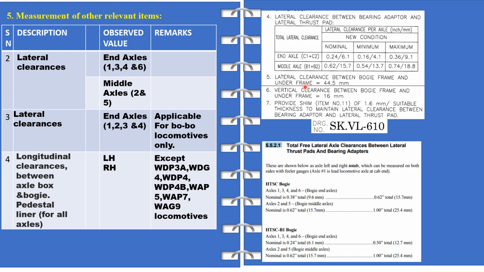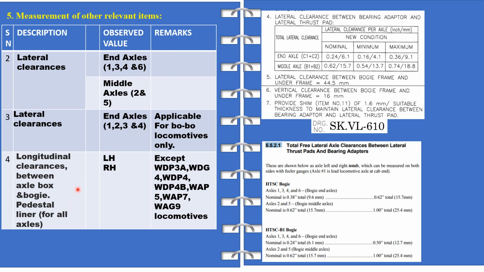Another important parameter is lateral clearance between bogie frame and under frame is 44.5, and vertical clearance between bogie frame and under frame is 16. So this was the most important one for checking. So these vertical and lateral stops are provided in the bogie itself. So we have to just go roughly in the center of each bogie, and then we can find these lateral and vertical stops.